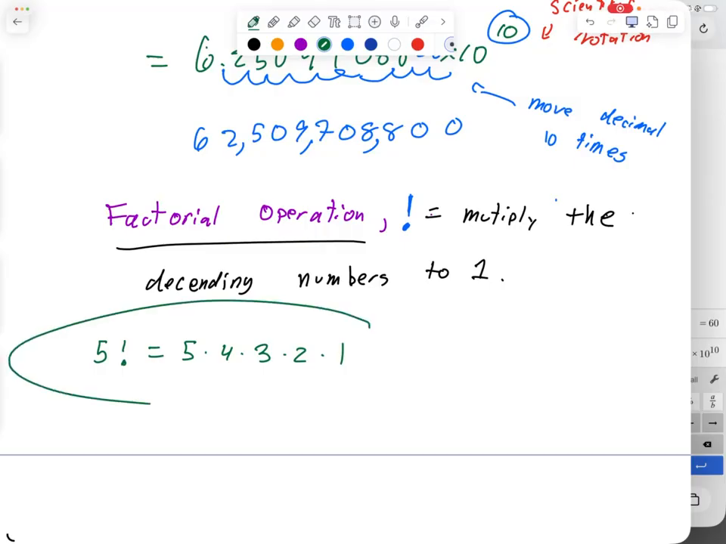And that's the shortcut for writing these numbers down, so that you do not have to keep writing all of these numbers and times signs. You say, oh, I get to multiply 5 all the way to 1, or 12 all the way to 1. So I'm just going to write 12 factorial rather than writing on my paper 12 times 11 times, all of those numbers.